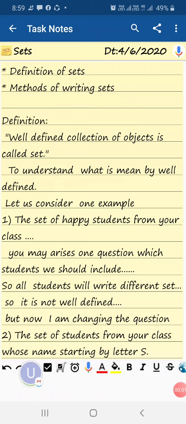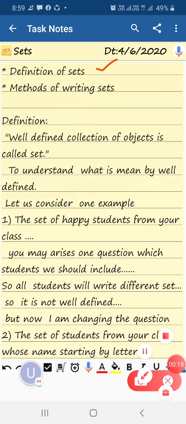The lesson sets. Dear students, today we are going to study the lesson sets, and in this lesson we will see the definition of set and the methods of writing set.